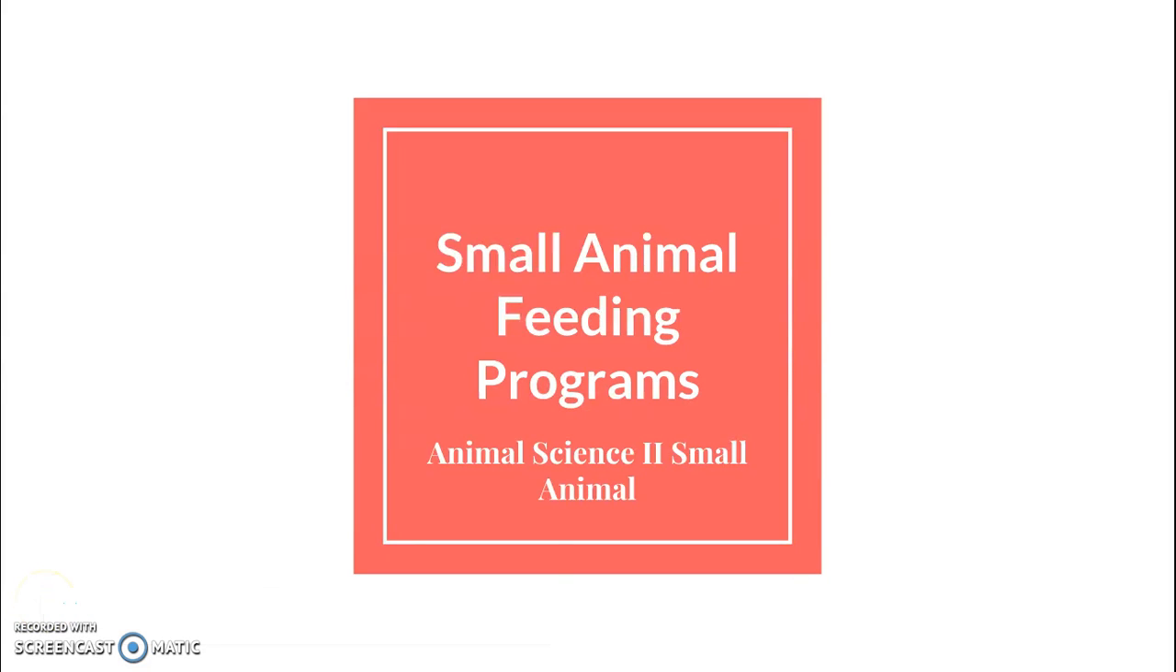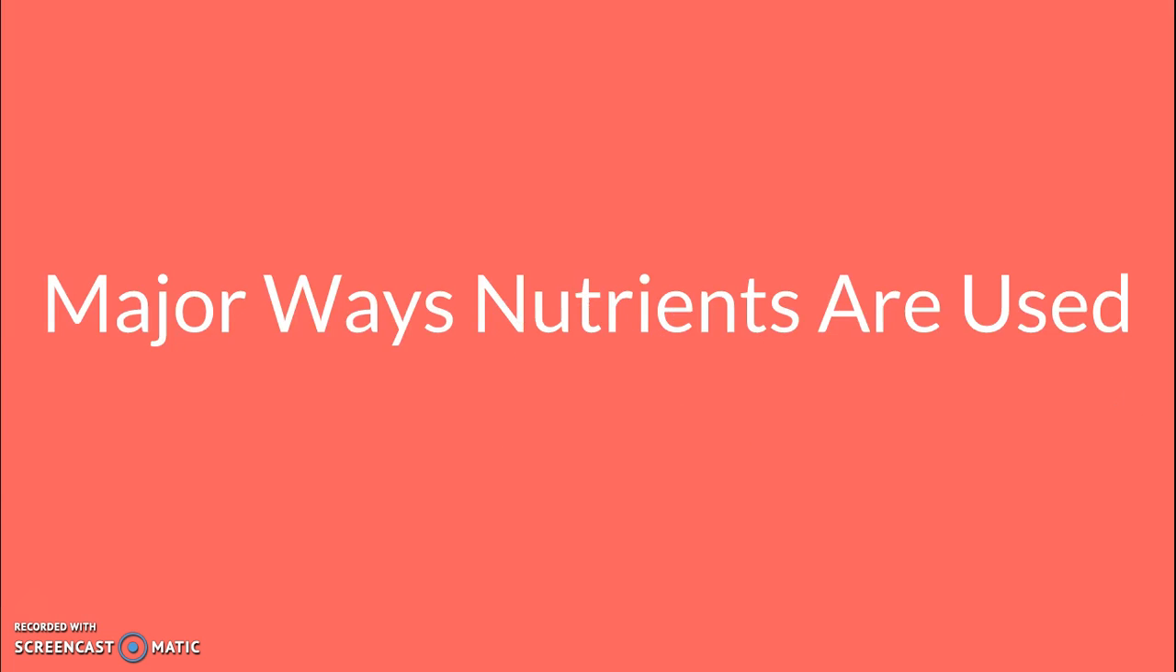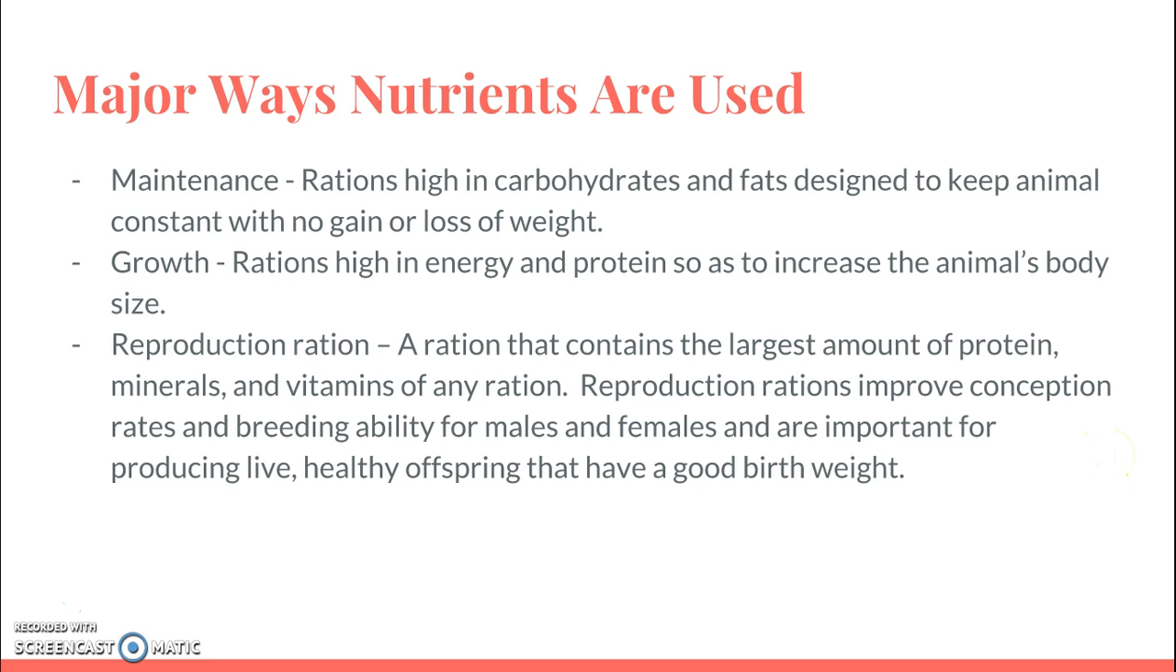Okay, so we talked about different nutrients and how they're used by the body, so I want to talk about actual feeding programs of small animals. So major ways in which nutrients are used. So there's several different types of rations or functions of rations.